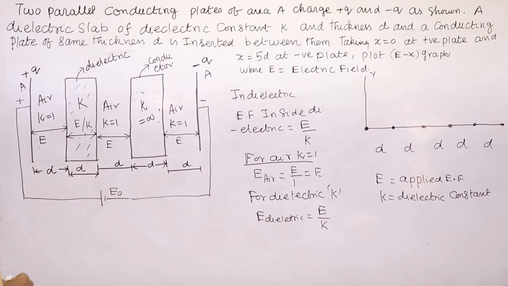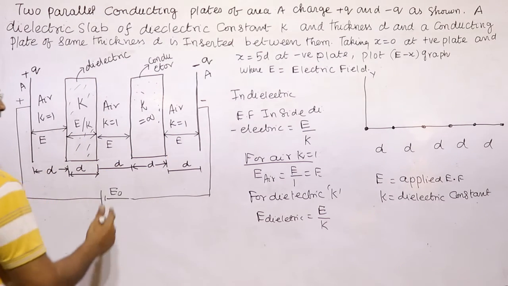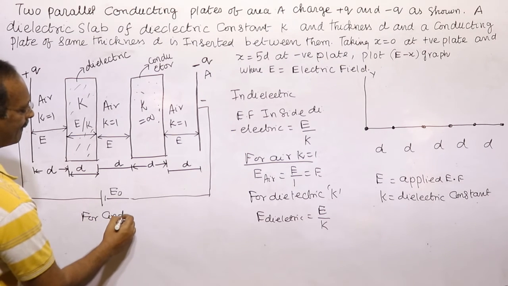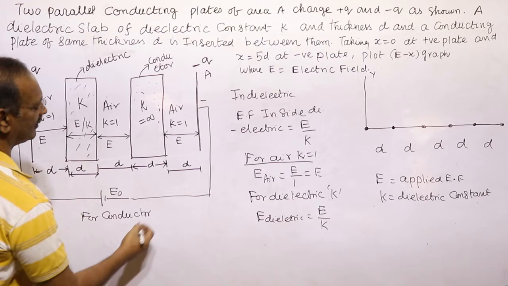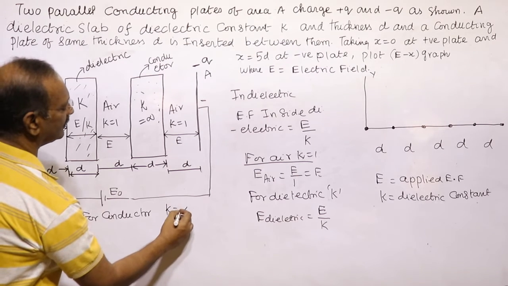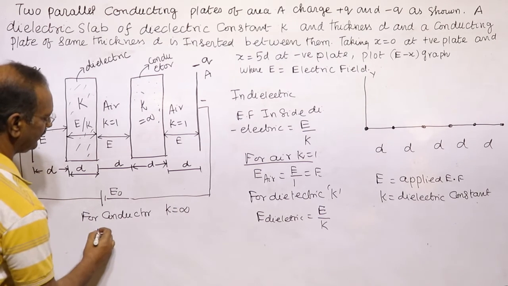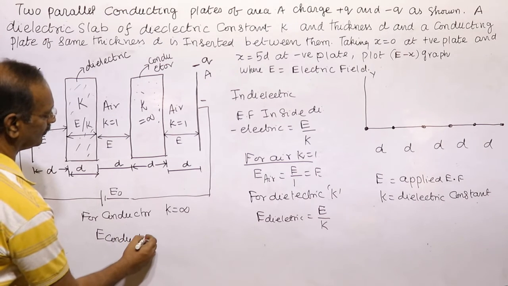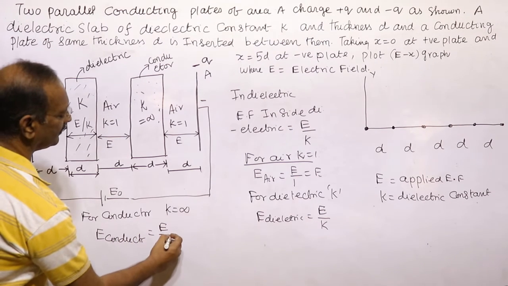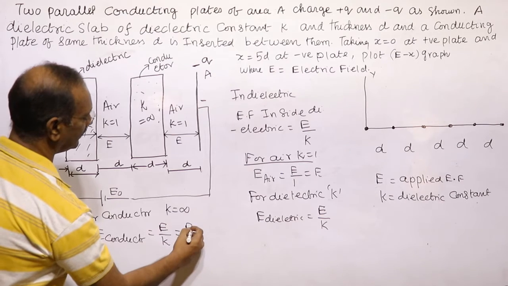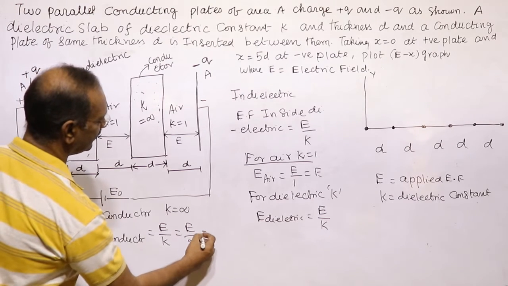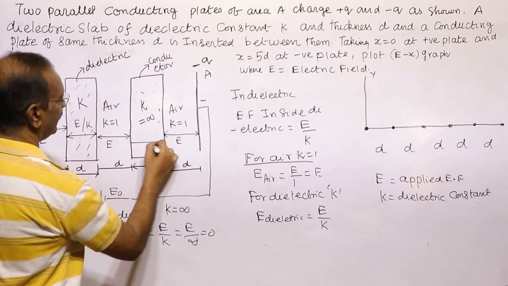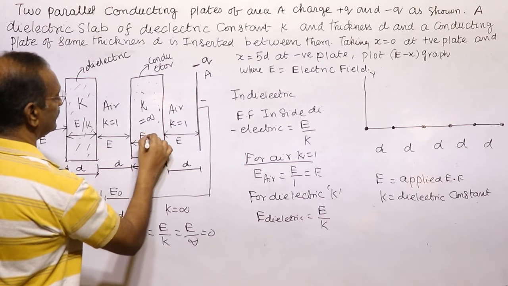Now we are left with the conductor. For a conductor, K is equal to infinity, therefore E in the conductor is equal to the applied electric field divided by K, which is equal to 0 since K is infinity. It means the electric field here is equal to 0.